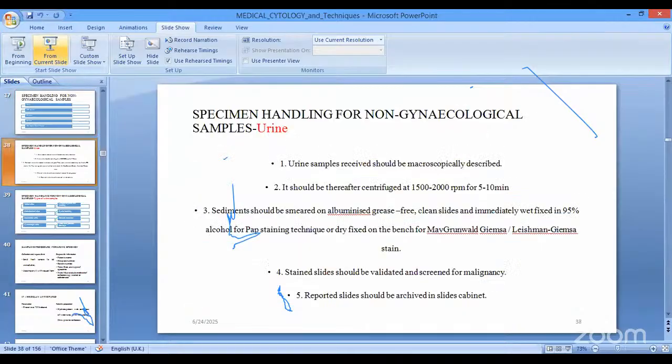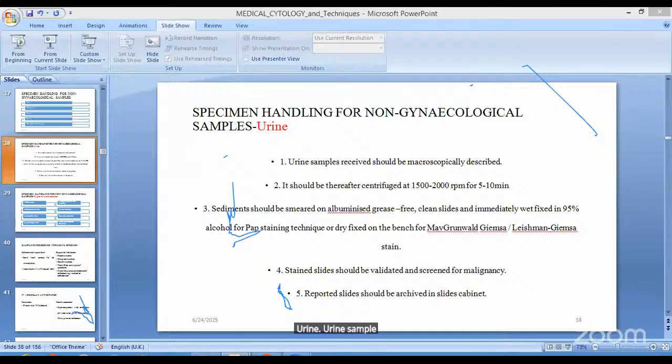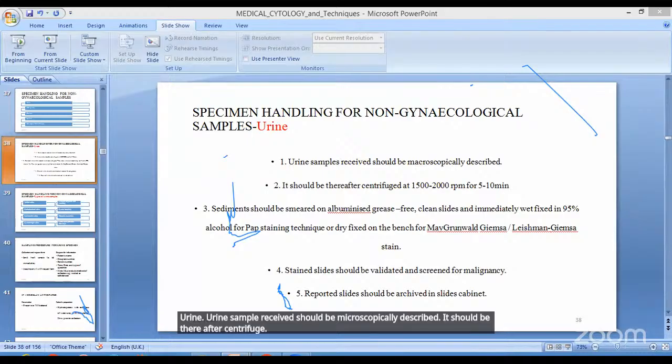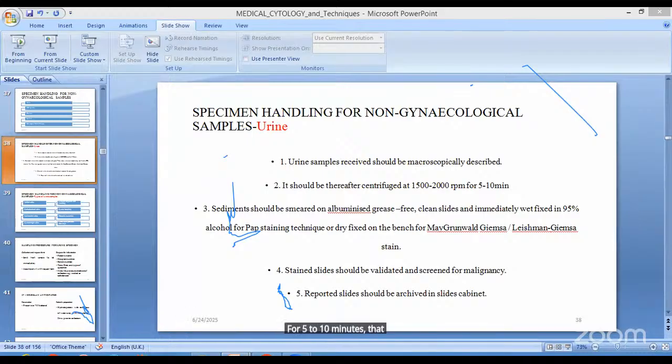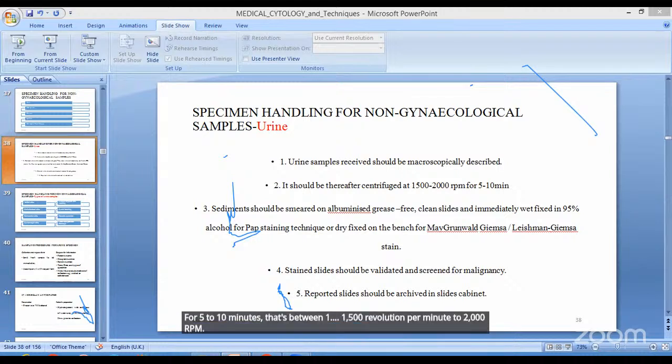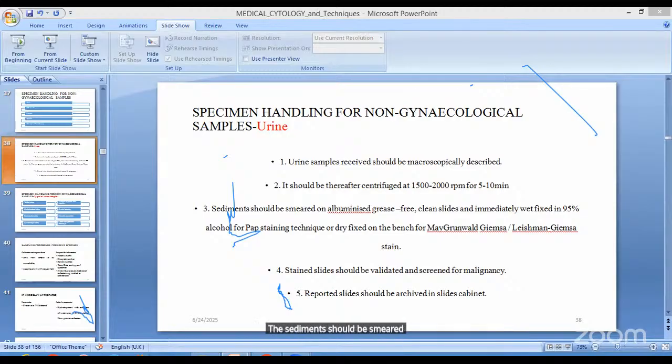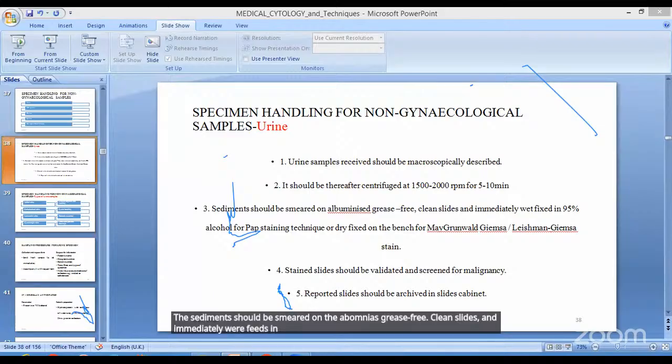Urine. Urine samples received should be macroscopically described. Thereafter, centrifuge for 5 to 10 minutes at between 1,500 revolutions per minute and 2,000 RPM. The sediment should be smeared on albuminized, grease-free, clean slides, and immediately wet fixed in 95% alcohol. This is very important. Immediately wet fix.